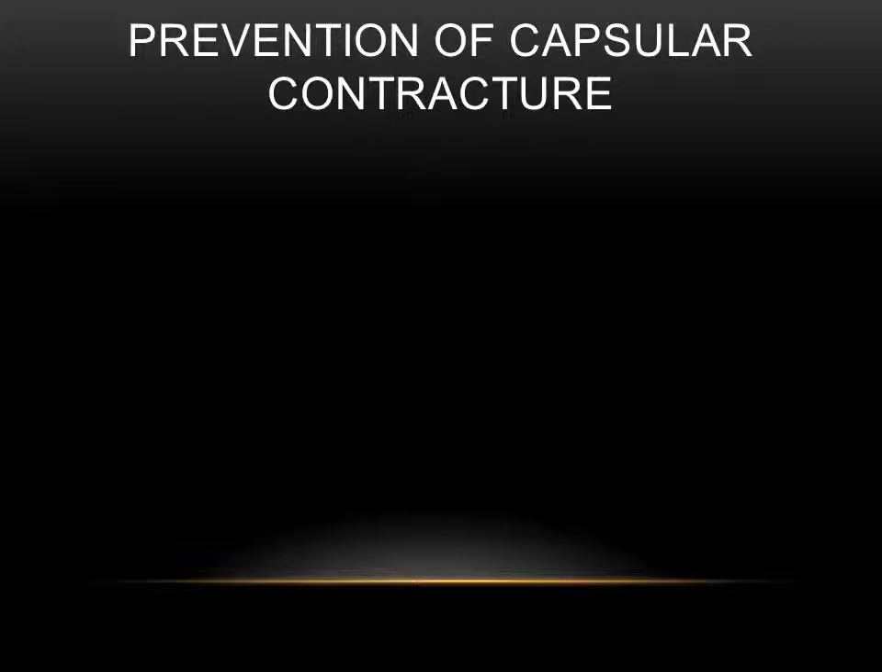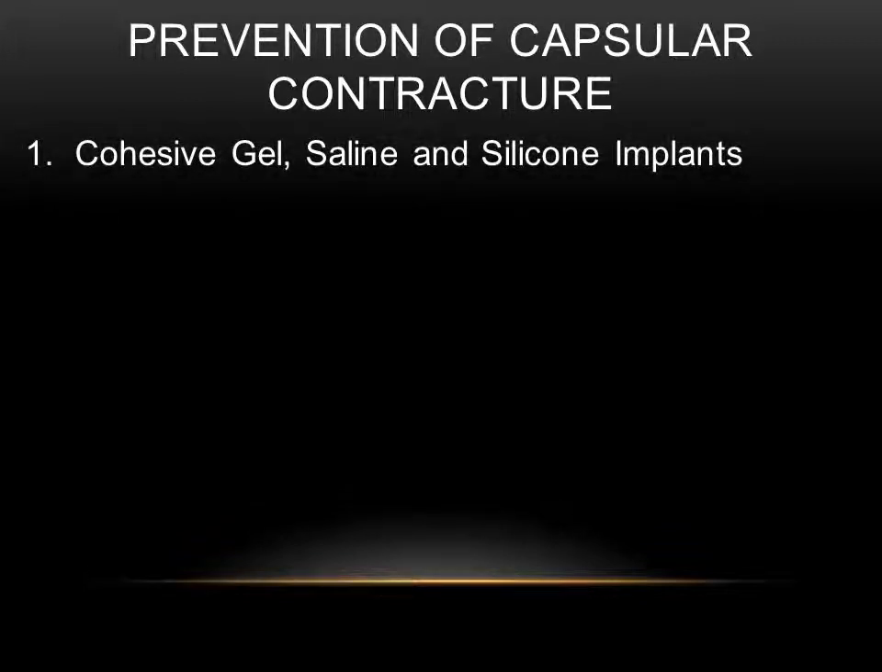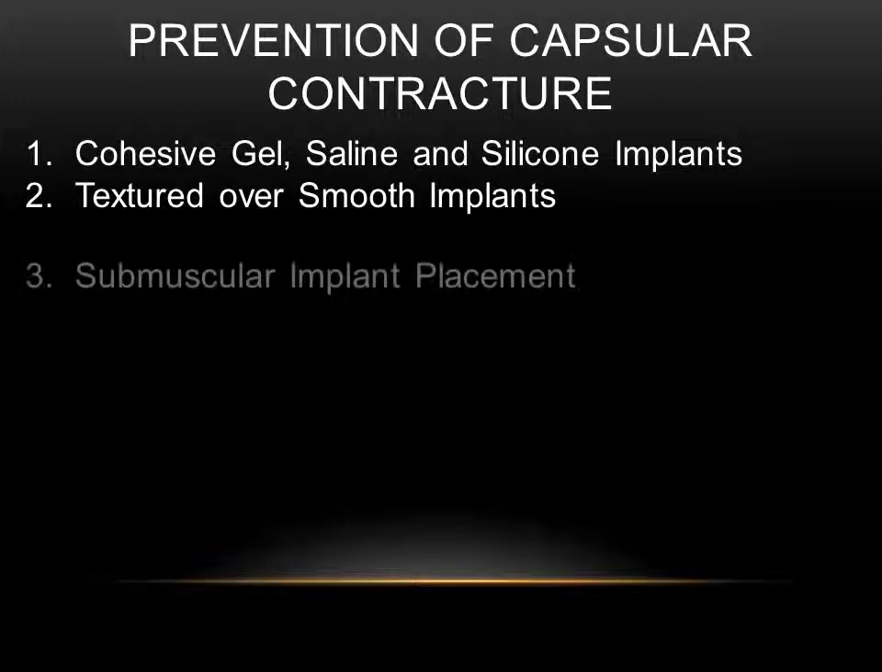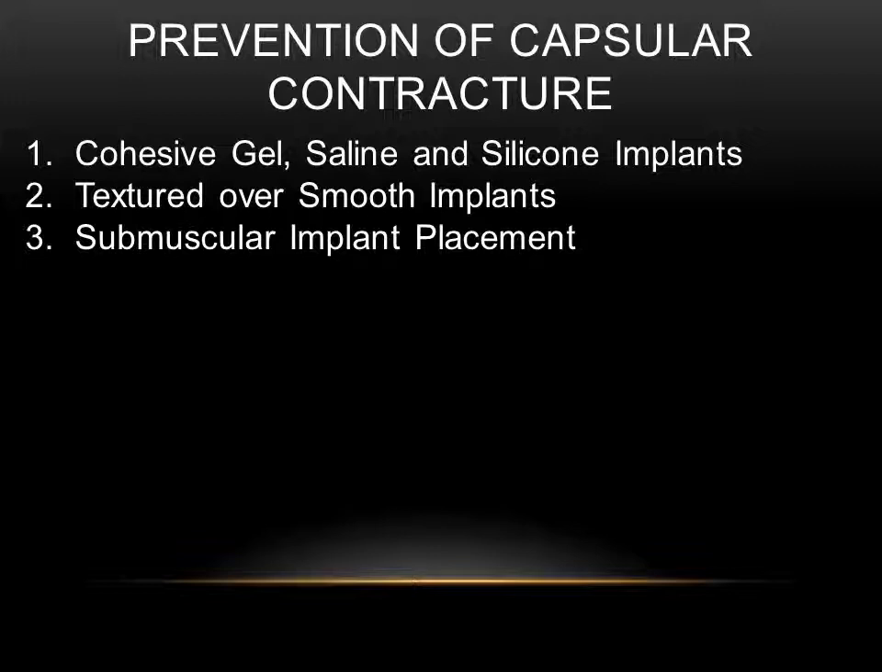Prevention of capsular contracture. The literature suggests the following. Number one, the use of cohesive gel implants appears to reduce the risk of capsular contracture as compared to traditional saline or silicone implants, with saline having a reduced risk of capsular contracture as compared to traditional silicone implants. Number two, the use of textured over smooth implants. Number three, the placement of implants in a submuscular as compared to a subglandular plane. Number four, the use of a no-touch technique to reduce the risk of bacterial contamination during the initial surgery.